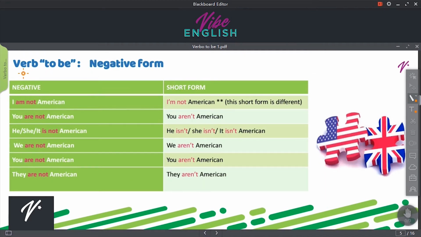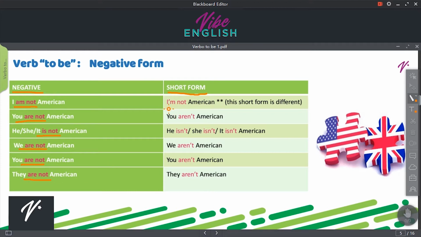Let's look at the negative form of the verb to be. As well, we can see here the long form and the short forms. I am not American, you are not American, he, she, it is not American, we are not American, you are not American, and they are not American.